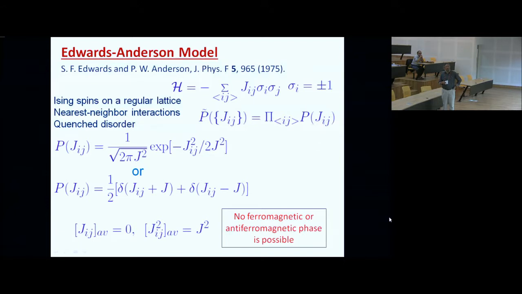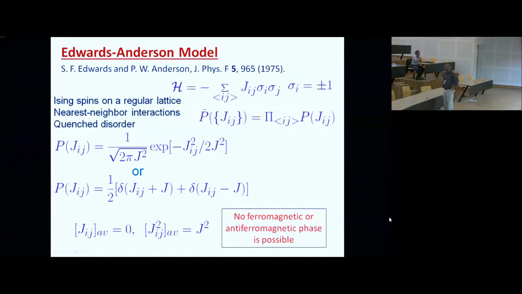And again, for the actual form of this probability distribution, people have chosen different models to study. The simplest one is where you have a Gaussian distribution centered at 0. So there are both positive and negative bonds which are equally likely, which crudely means that both ferro and antiferromagnetism are equally likely.